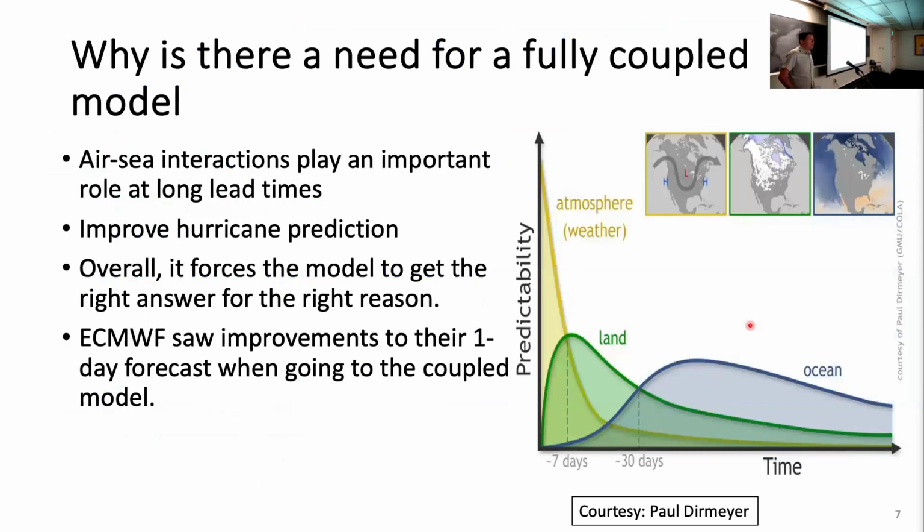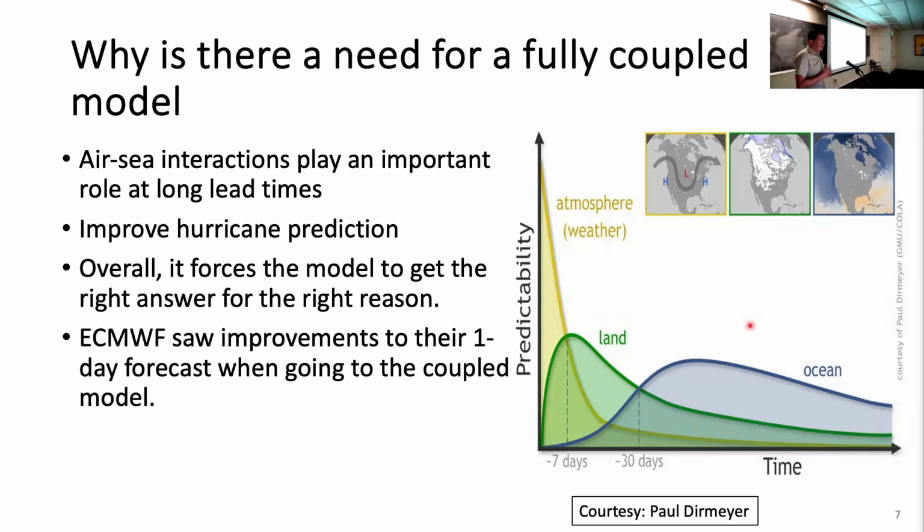So I'm going to talk a little bit about why we need a fully coupled model instead of just having an atmospheric model. Air-sea interactions play an important role at the longer lead times. And I can talk about that a little bit more. I said I was going to talk about targeted phenomena. It improves hurricane forecast predictions, because there are strong fluxes in a hurricane. A hurricane is going to cool the sea surface temperatures, which would then weaken it behind. Then there are a lot of interactions going on there. So you can't just assume that the ocean has an infinite resource.